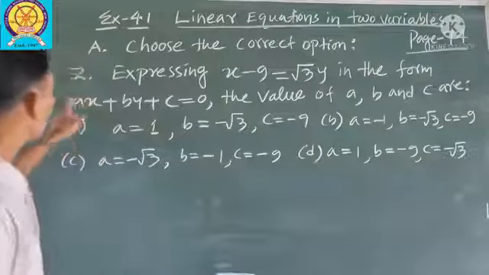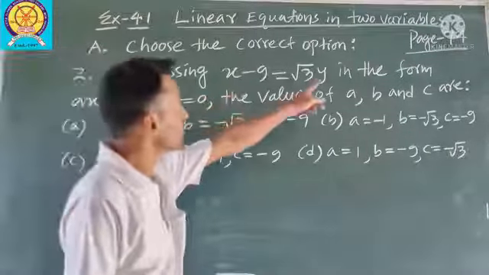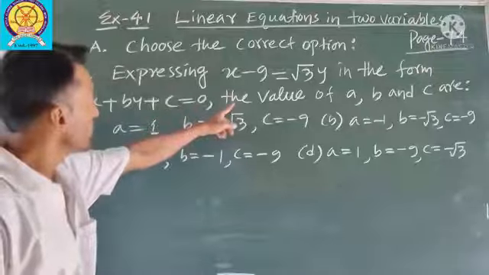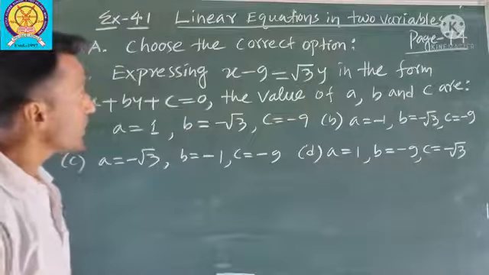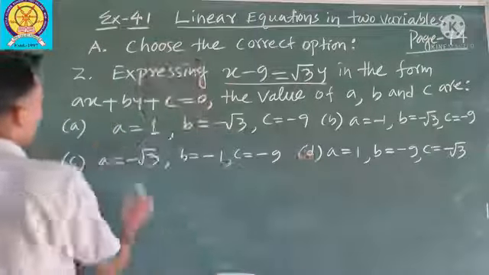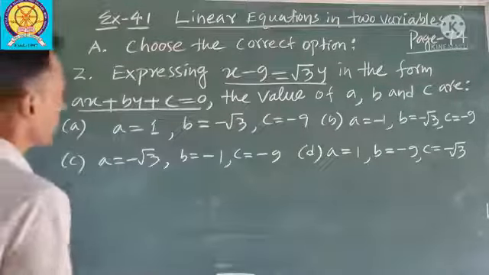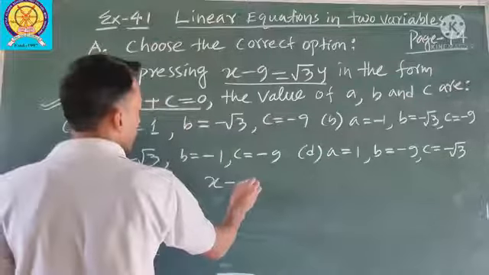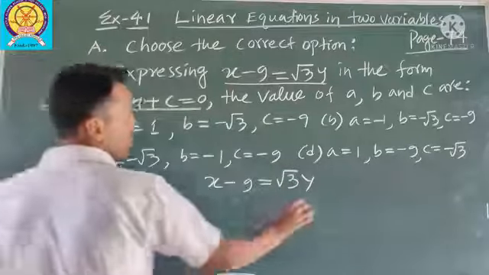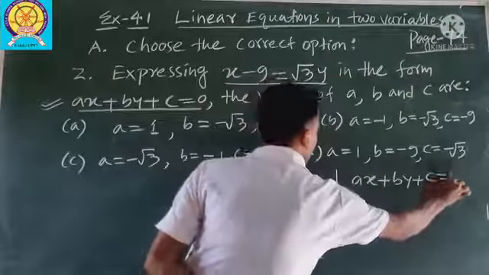Let's see the next question. Question number 2. Expressing x minus 9 is equal to root 3 y in the form ax plus by plus c equals 0, the values of a, b and c are. So first, this part you have to express in the general form of linear equation in two variables. So what is there? x minus 9 is equal to root 3 y. So the general form is what? ax plus by plus c is equal to 0.